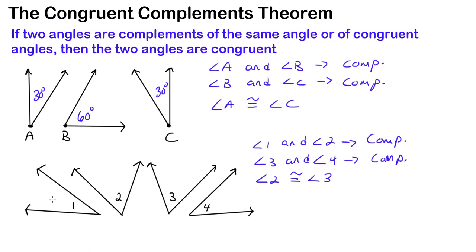Again, let's say that angle 1 measures 30 degrees. That would mean angle 2 would have to measure 60 degrees. And if I know that angle 2 is congruent to angle 3, that means that angle 3 also measures 60 degrees, which would make angle 4 equal to 30 degrees because 3 and 4 are complementary. So, if angle 1 and angle 2 are complementary, and angle 3 and angle 4 are complementary, and angle 2 is congruent to angle 3, what does that tell me about angle 1 and angle 4? That tells me that they are also congruent.